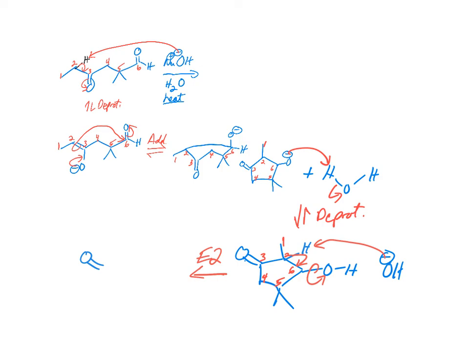It's ugly. Try again. OH minus. Again, we made water. Number those carbons: 1, 2, 6, 5, 4, 3. There you go. Aldol condensation because of the heat. That's that last step, that E2 step.